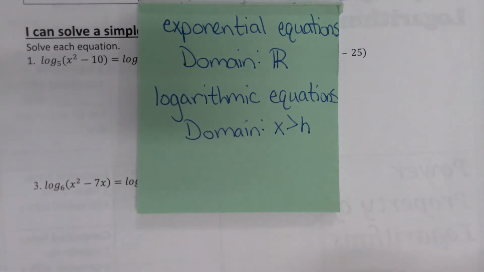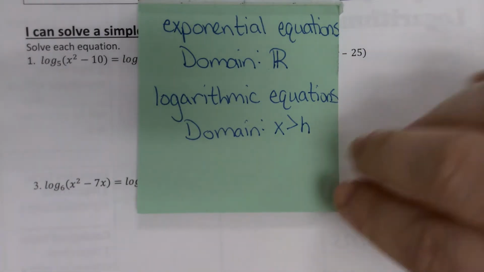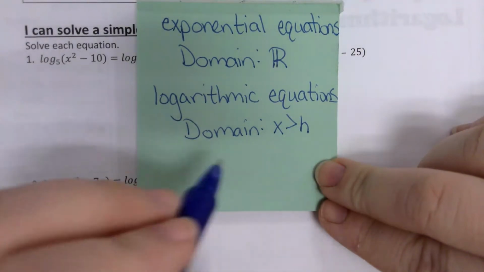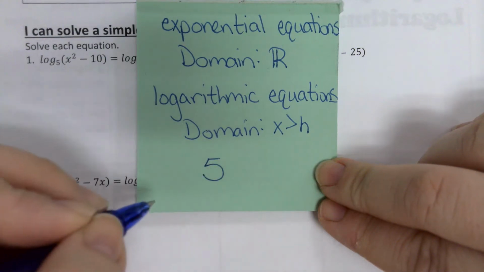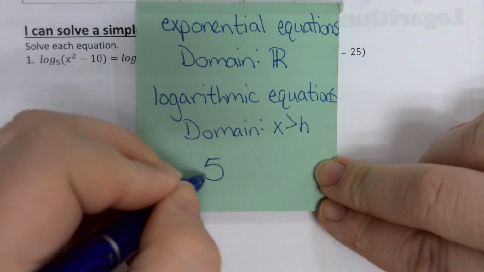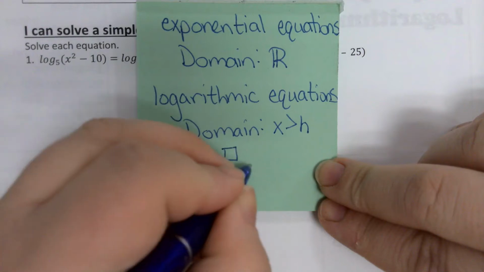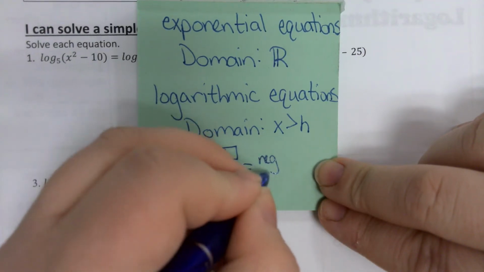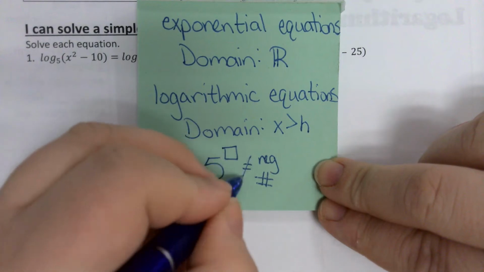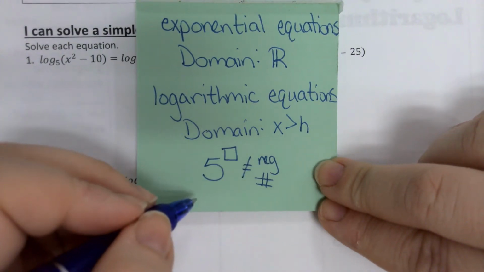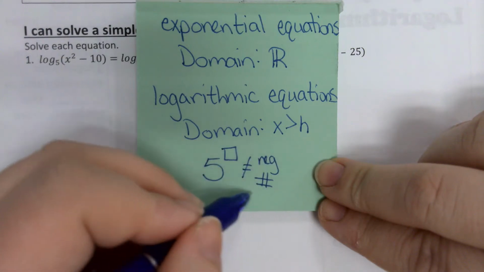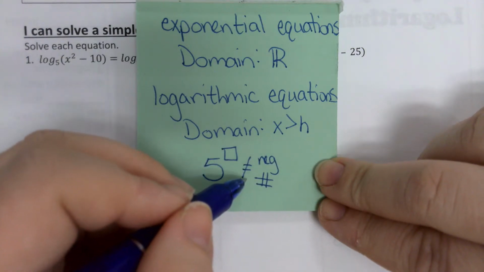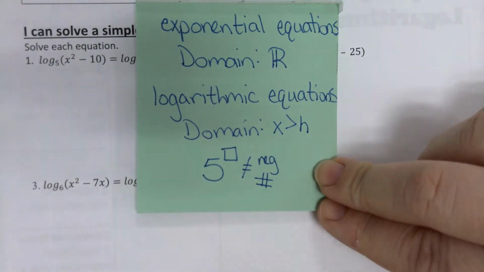Now, what would cause it to be an extraneous solution? Well, the reason why our domain is this way is because we cannot take a number that's positive and raise it to a power and get a negative number. You cannot do that. It's impossible. That means that any time that you end up with a negative number that it's supposed to equal, or the number you're trying to get to is a negative number, then we have an extraneous solution.